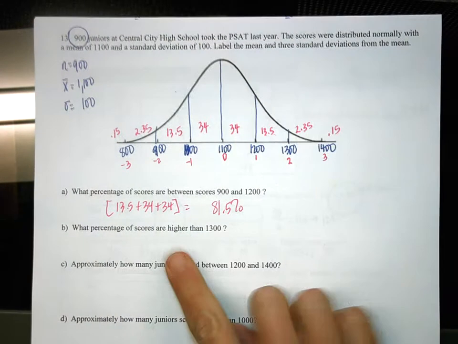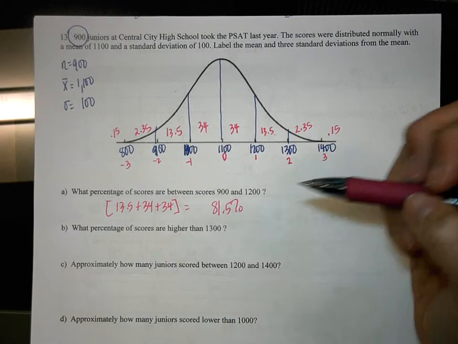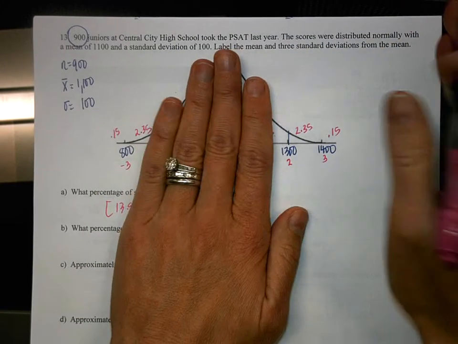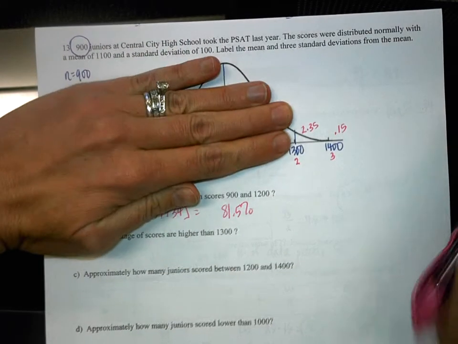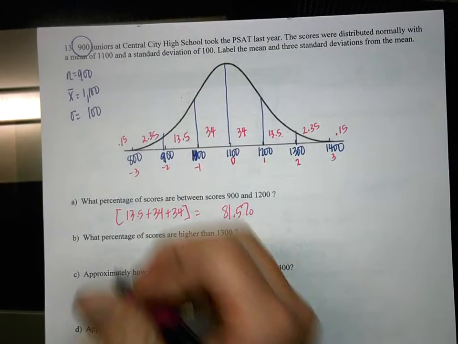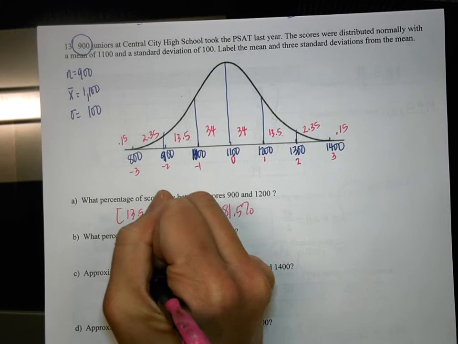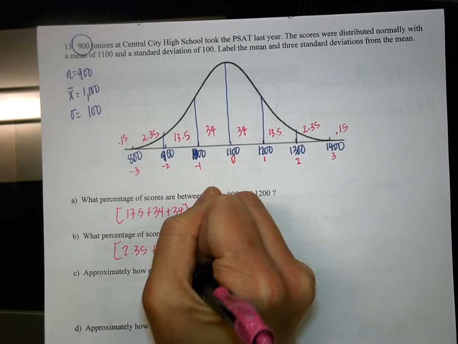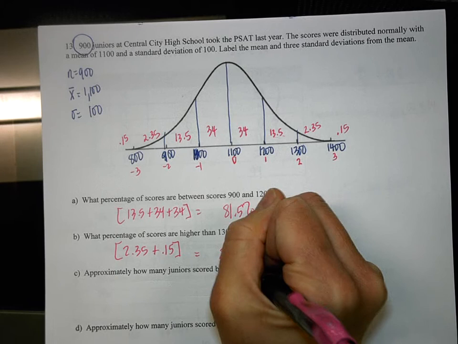B, what percentage of scores are higher than 1300? So if we go here and we take everything out, higher than 1300 is the 2.35 and the 0.15. So you would add up 2.35 plus 0.15, and when you add that, you get 2.5%.